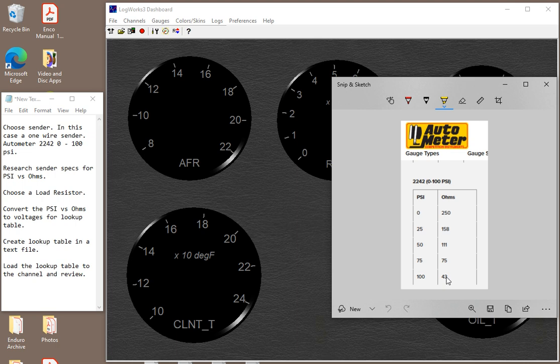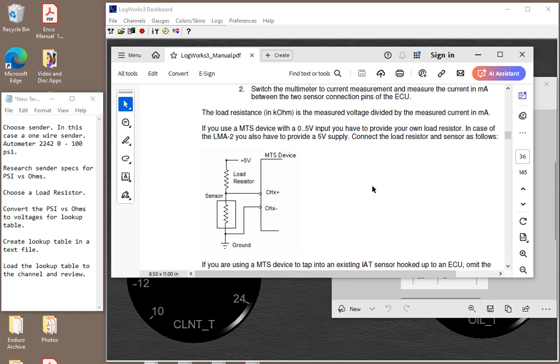We're going to use that to help create a lookup table that we have to use for this type of sender. We have to pick a load resistor. The load resistor feeds the circuit. We have a 5-volt power supply on the SSI-4. We need to create a voltage divider with the load resistor and the sensor resistance, to create a voltage for the channel to read.